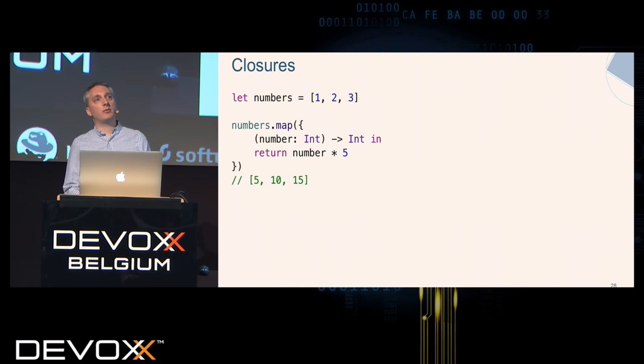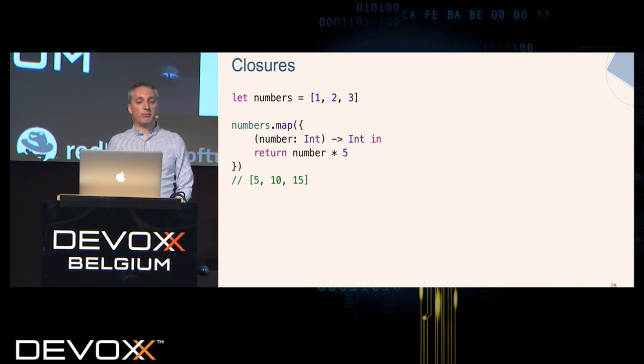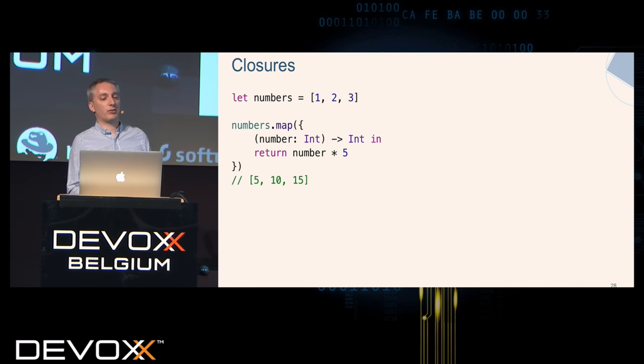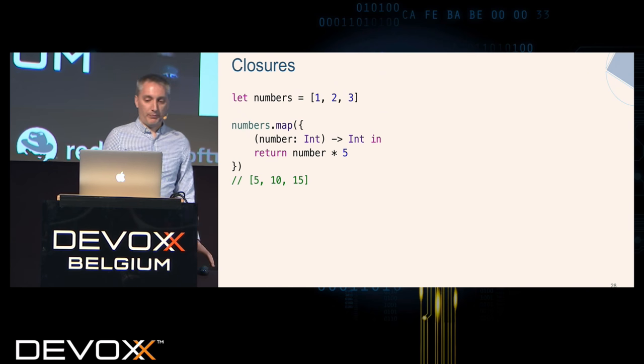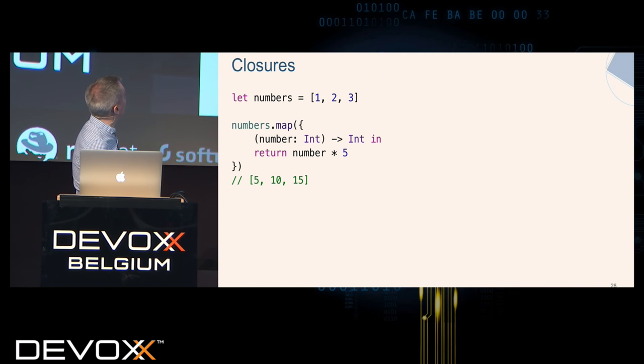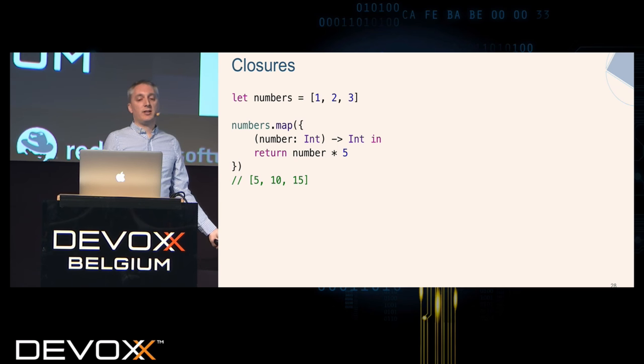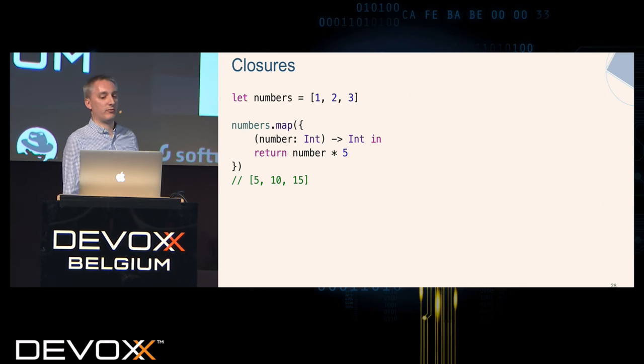It has closures, which are kind of equivalent to lambdas. So here's an example. I've got an array of three integers, and I'm going to call the map function on those. I'm passing a closure to the function with the curly braces. First of all, you see the closure signature, so it takes an integer and returns an integer, and then the keyword in is where the body of the closure starts, and so this closure just returns the number multiplied by 5, so you would get 5, 10, 15.